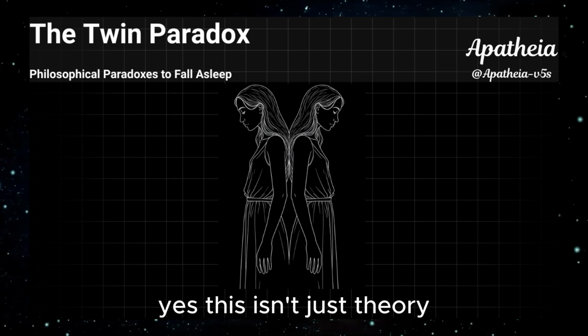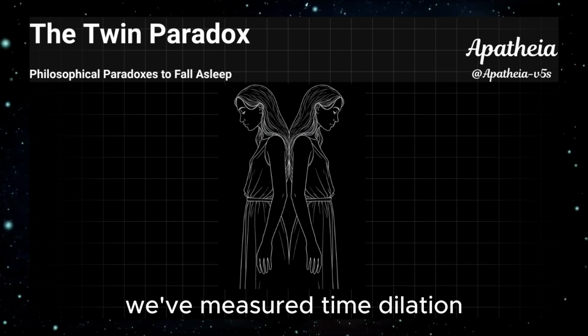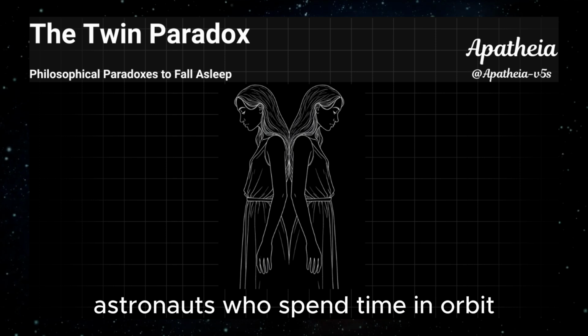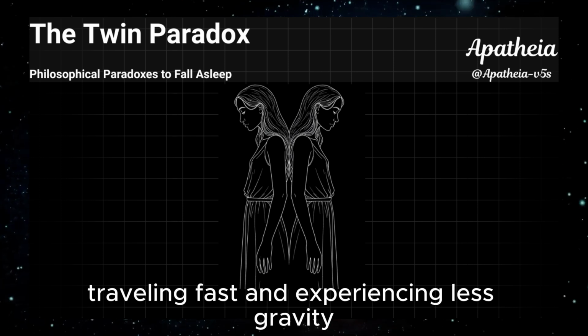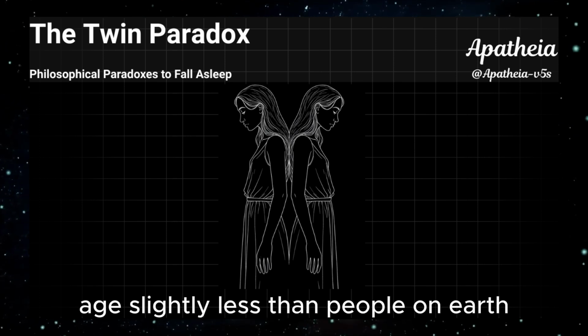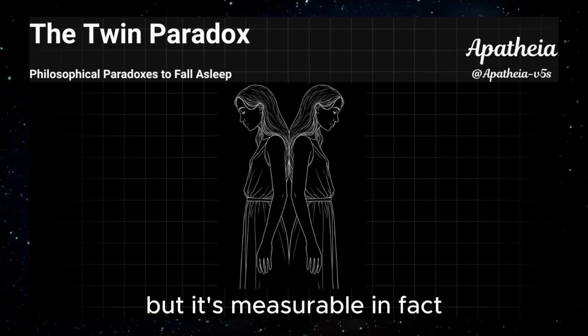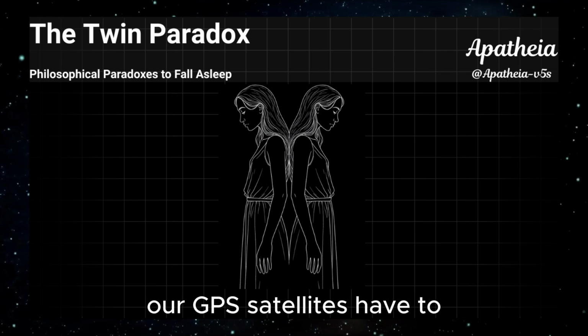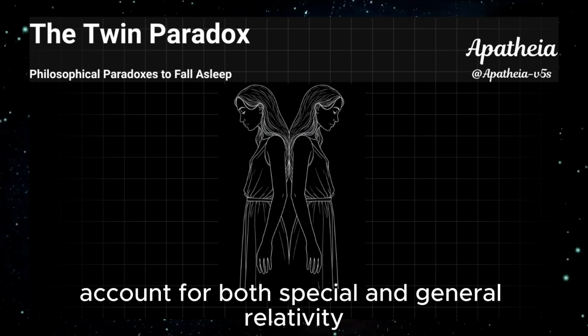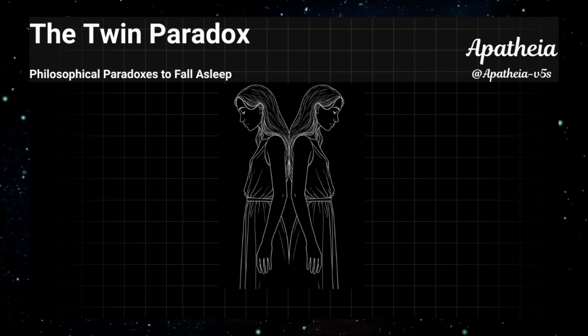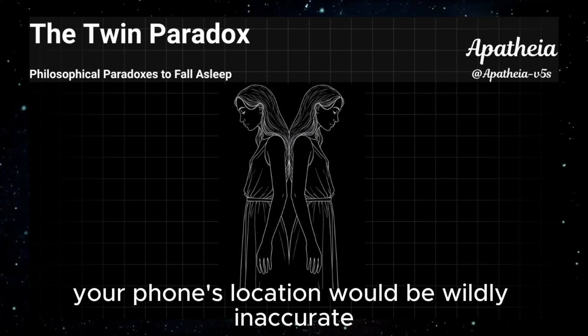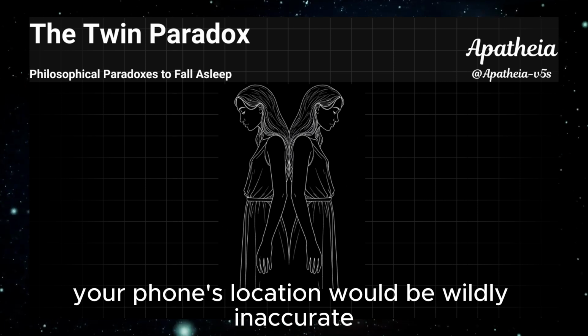Yes, this isn't just theory. We've measured time dilation. Astronauts who spend time in orbit, traveling fast and experiencing less gravity, age slightly less than people on Earth. The effect is tiny at those speeds, but it's measurable. In fact, our GPS satellites have to account for both special and general relativity. Without adjusting for time dilation, your phone's location would be wildly inaccurate.